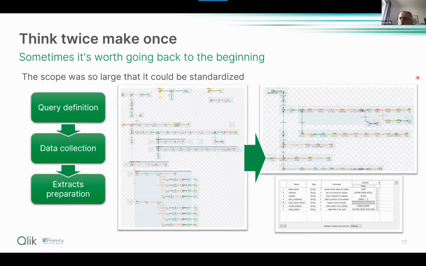Analyzing those tables and those jobs which have been developed already, we found that each job has, in general, three parts: query definition, which varies from job to job; data collection, which is relatively stable; and extract preparation, which is again varying from job to job because the structure of the data returned is different.